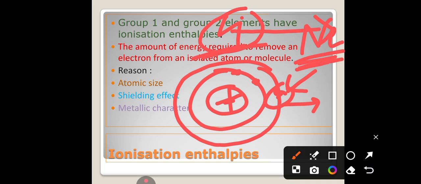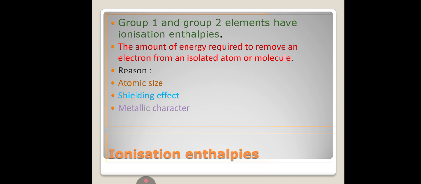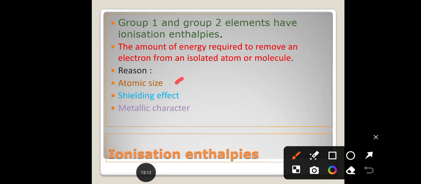So that's one of the reasons, and that's what I've written here: atomic size. Atomic size plays a very major role in understanding the ionization energy. Now the second is called the shielding effect. Now let's understand the shielding effect.